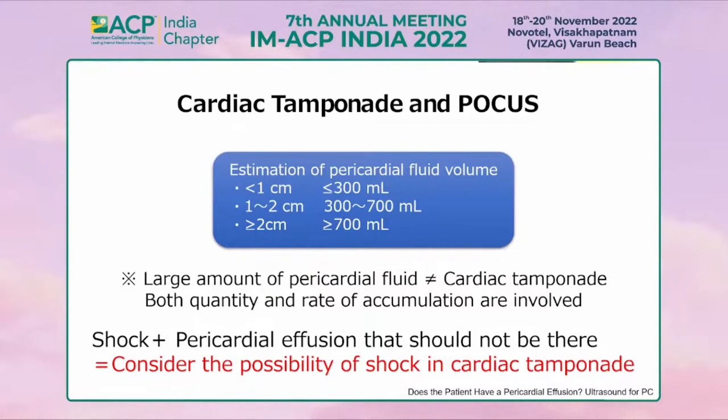The point is that a large amount of pericardial fluid is not necessarily a cardiac tamponade. Even a small amount of pericardial fluid can cause cardiac tamponade if it accumulates rapidly. And a large amount of fluid may not cause cardiac tamponade if it accumulates slowly. It is important not to rule out the possibility of cardiac tamponade if there is even a small amount of pericardial fluid, when the shock case has a history that should not have pericardial fluid.